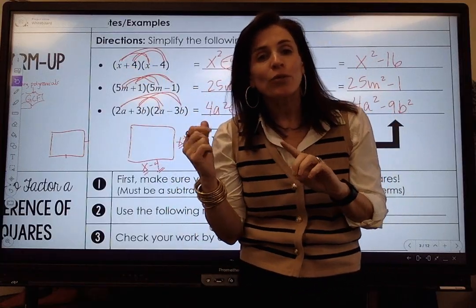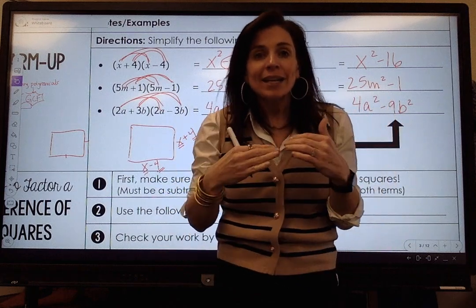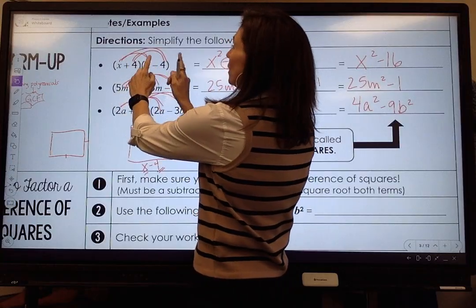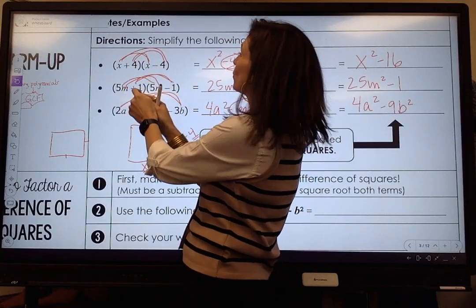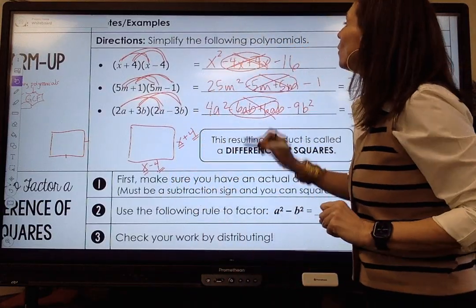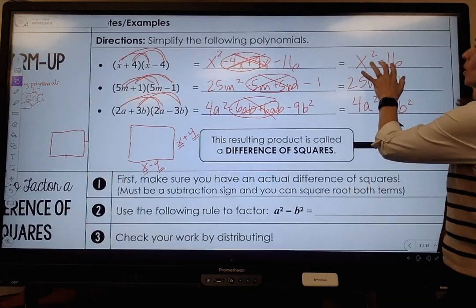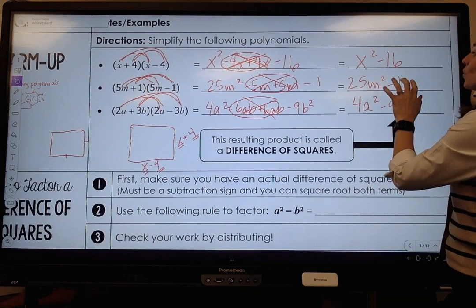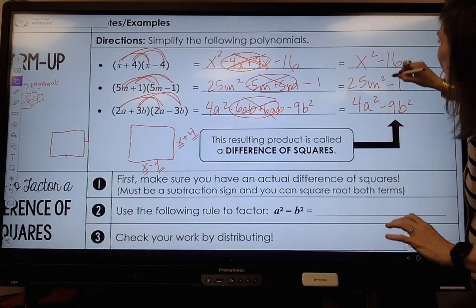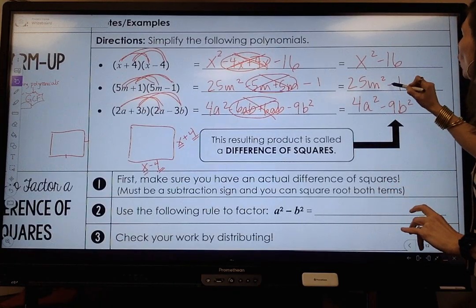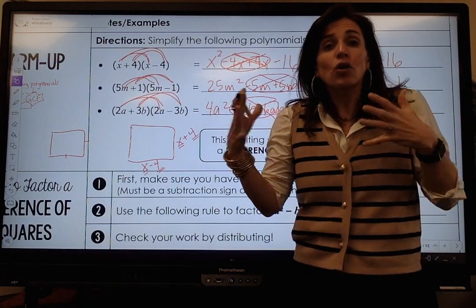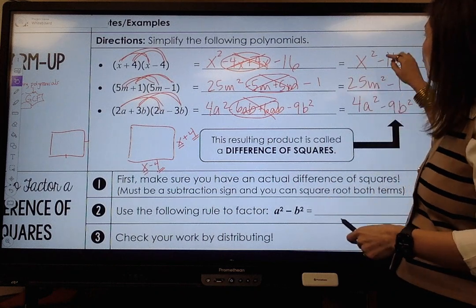So what you're looking for here is, does it fit the pattern? Is the pattern a difference of squares? Here's how you check. Do they have the same variable, and do they have opposite integers? They do. So it is a difference of squares. And when you have a difference of squares, this middle term will always cancel out, and it leaves you with x squared minus 16, 25m squared minus 1, 4a squared minus 9b squared. What do these guys all have in common? They're all negative, okay?